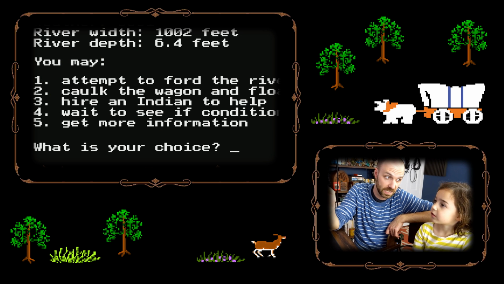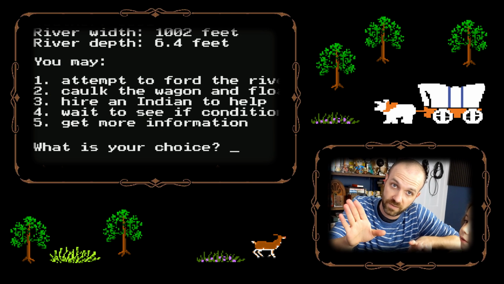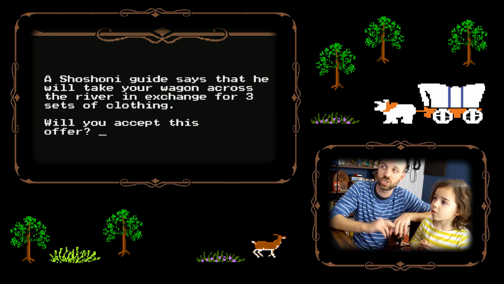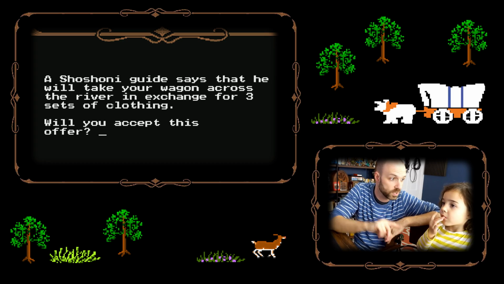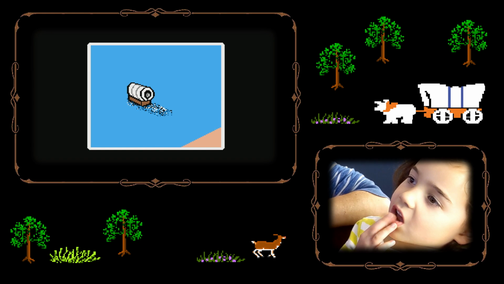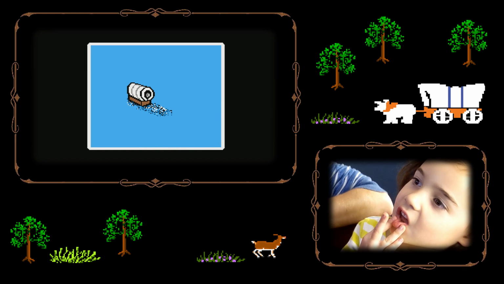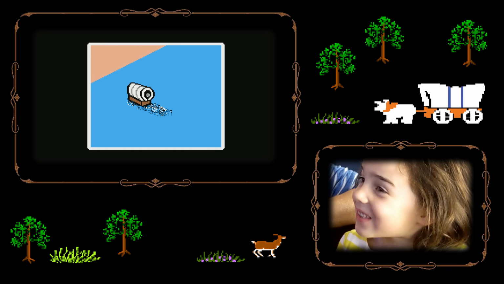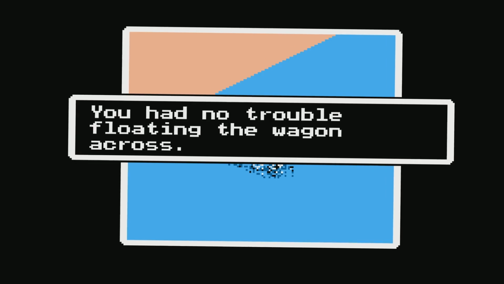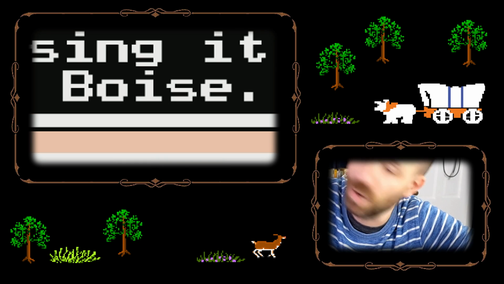Should we hire an Indian to help? AKA Native American. Yes. It was a different time. A Shoshone guide says that he will take your wagon across the river in exchange for 3 sets of clothing. Yes, that's fine. I agree. Babies don't need clothes. You had no trouble floating the wagon across. Way to go, Shoshone. It is 113 miles to Fort Boise.